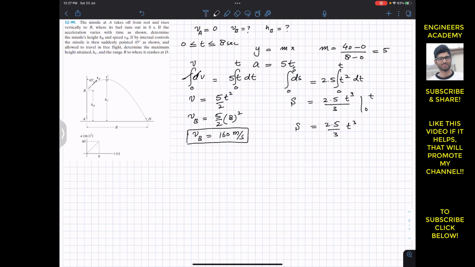So now we have to find hB. In 8 seconds the missile travels a distance of hB, so we can say that the distance traveled in 8 seconds is hB.